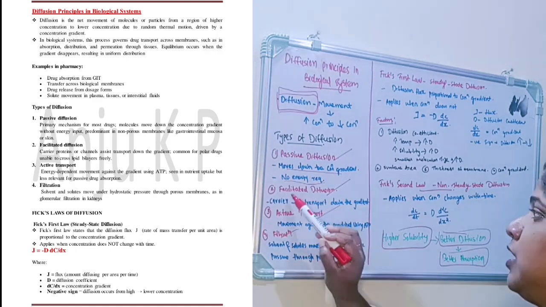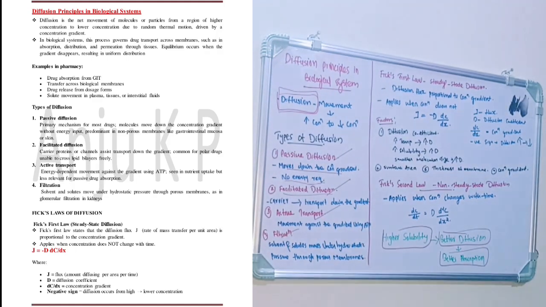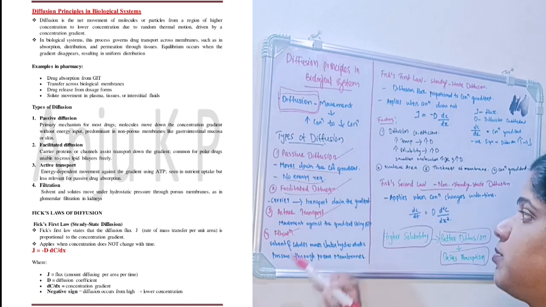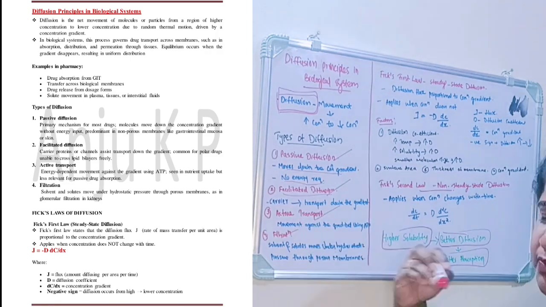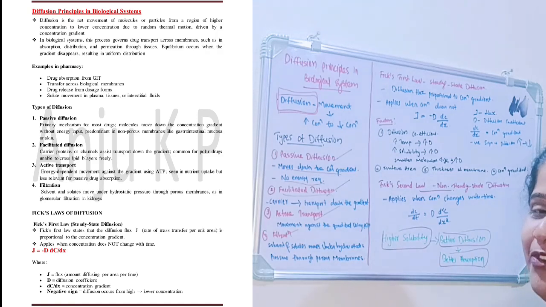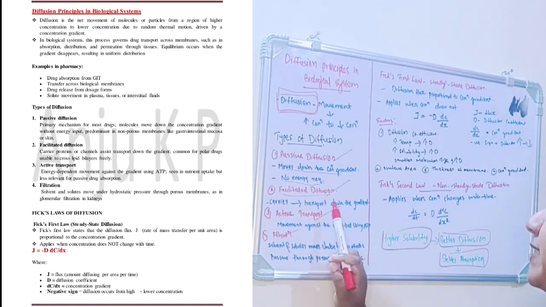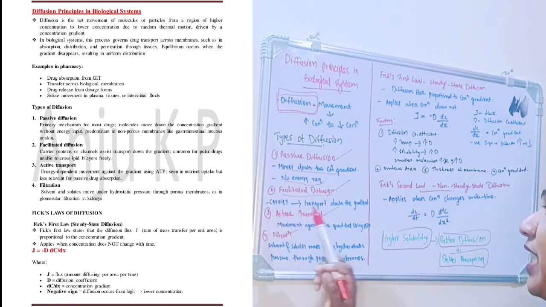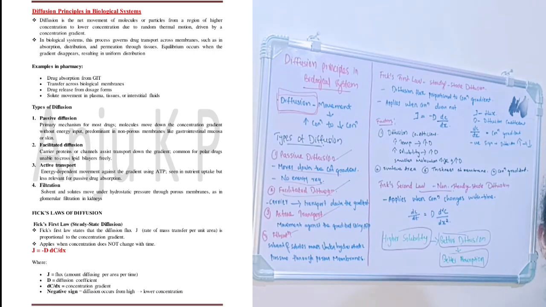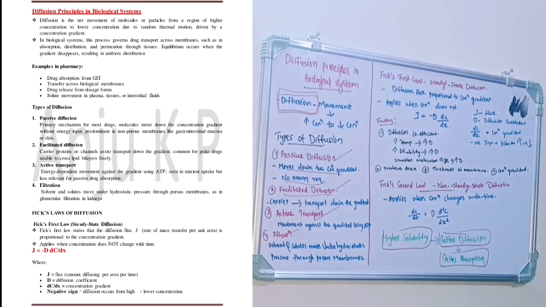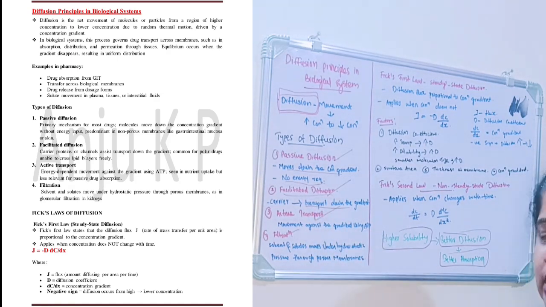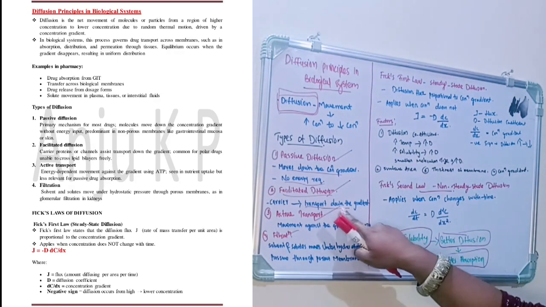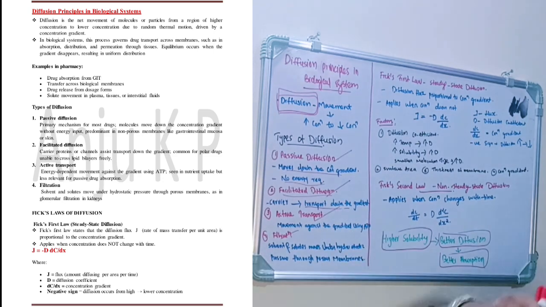Coming to facilitated diffusion: facilitated diffusion means diffusion taking place with the help of a carrier, so we call it carrier mediated. An example is polar drugs. The transport is down the gradient. In both passive and facilitated cases, transport will be down the concentration gradient.